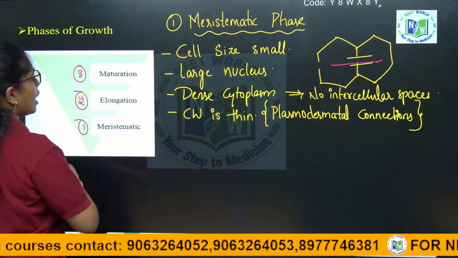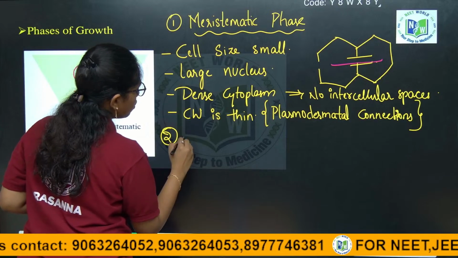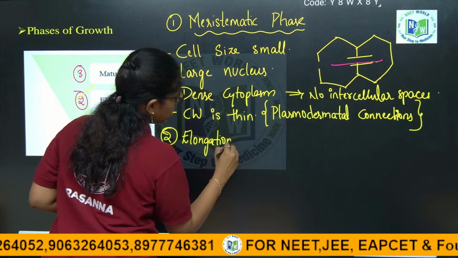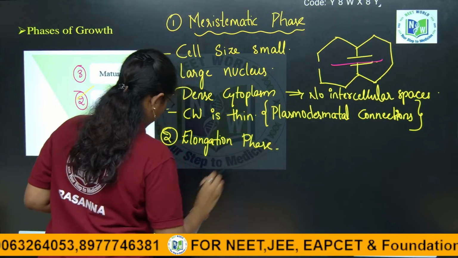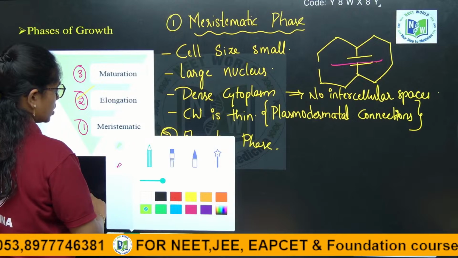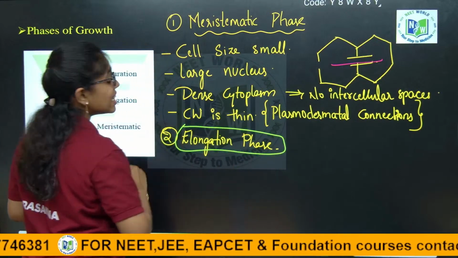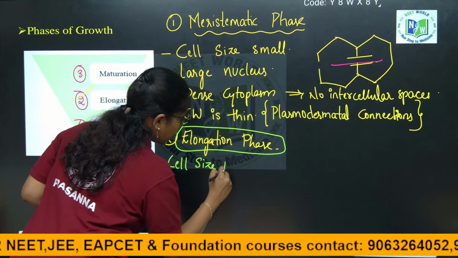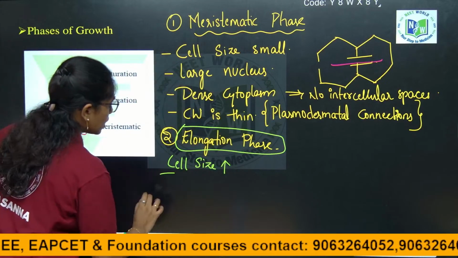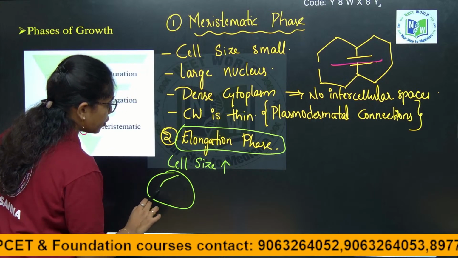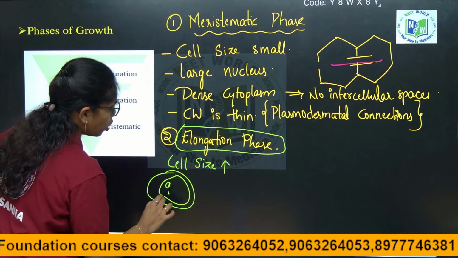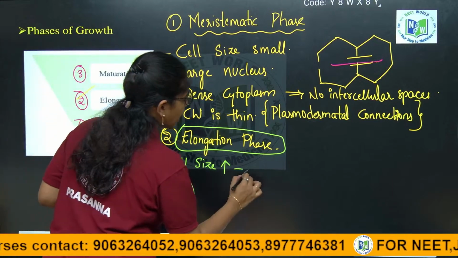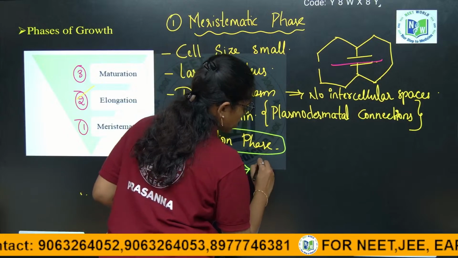Second is the elongation phase. If you see how cells are in the elongation phase, cell size increases. How is cell size increasing? Of course, we know from Cell the Unit of Life that the vacuole occupies 90% of the cell volume. Increase in vacuolarization happens in the elongation phase.